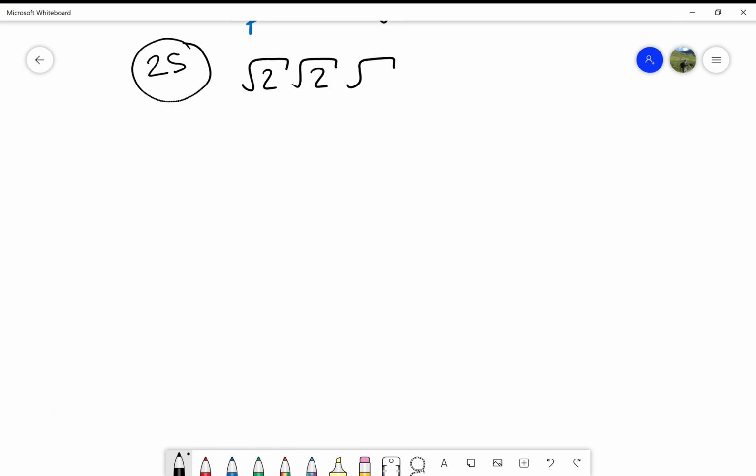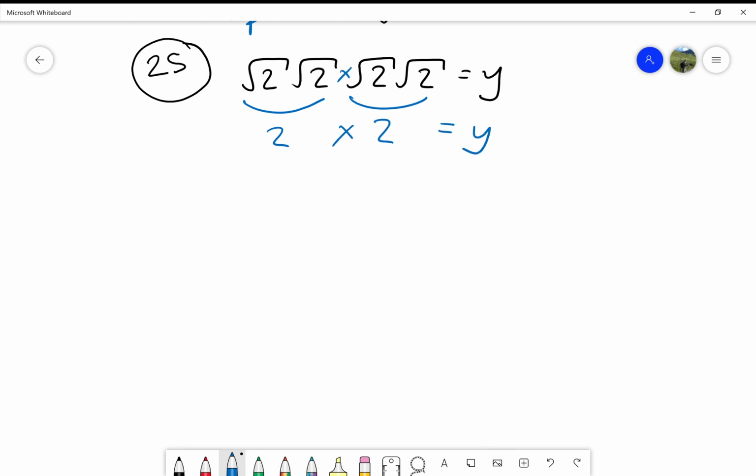Have a go at this in your own time. What's root 2 times root 2? That's 2. I'll stick a times sign in there, because you don't need a times sign between square roots, but you do need it between numbers. Which means y equals 4. And that just bugs me, I'm just going to write it around the other way. There you go, that's it.